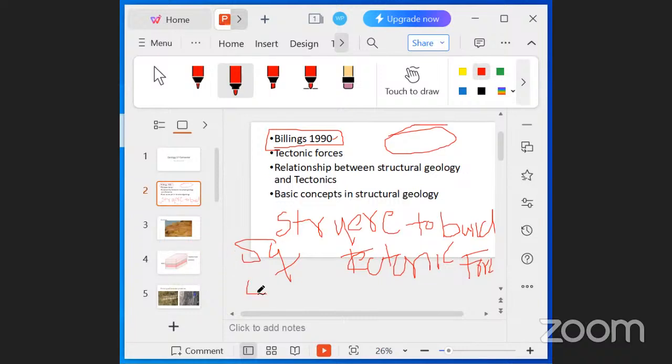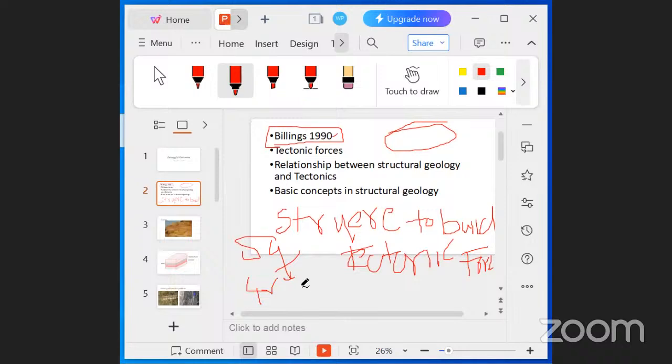The term tectonics is derived from the Greek word tektos. It means builder. So structure means to build, and tektos means builder. Tectonics is the study of the forces and motion that result in rock deformation and structure.